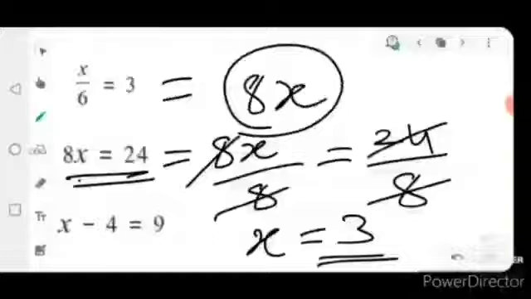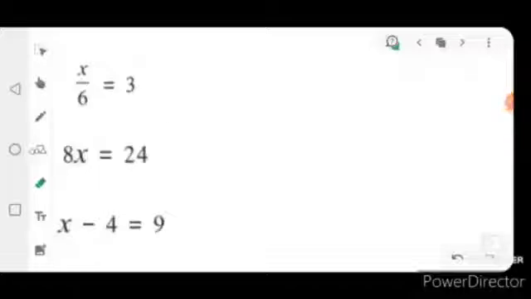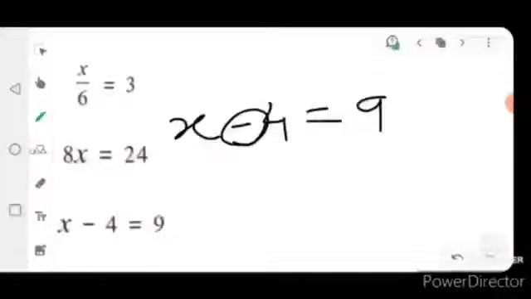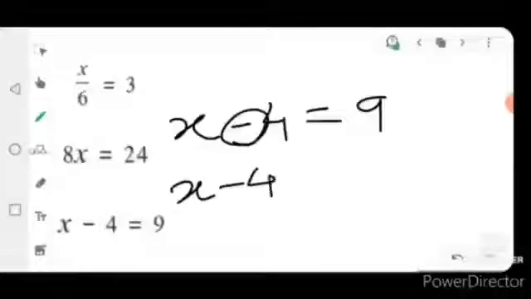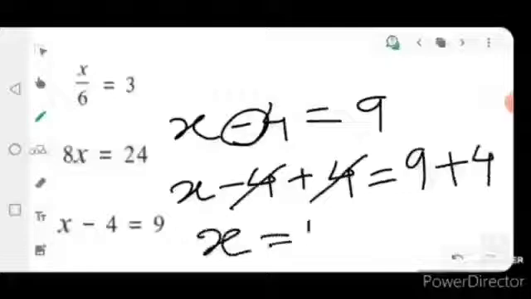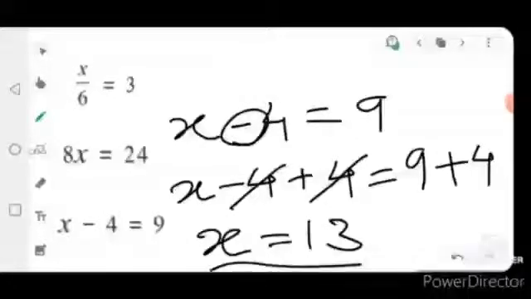Okay, now the next example, x minus 4 is equal to 9. So which operation here? Subtraction is here. So which operation will we do? We will do addition. So x minus 4 as it is, plus 4 is equal to 9 plus 4. Here minus 4 and plus 4 cancel, x is equal to 9 plus 4, 13. So the value of x is 13. So the solution is 13. Likewise we will have to do different operations over here.